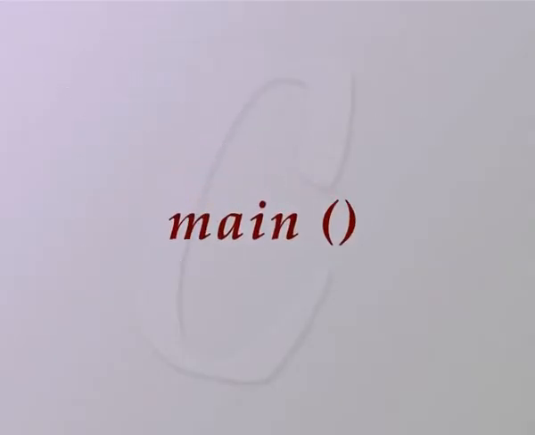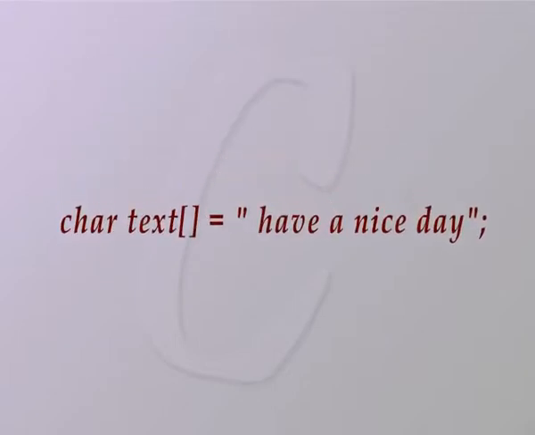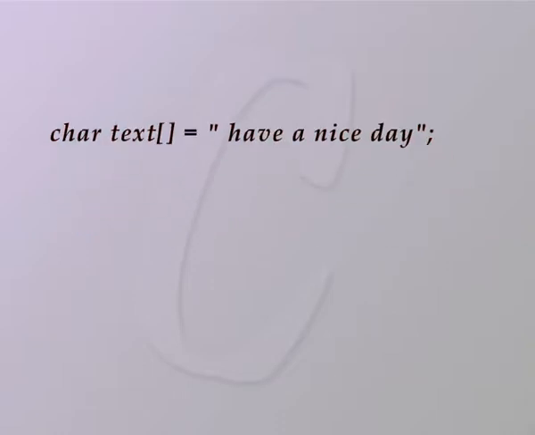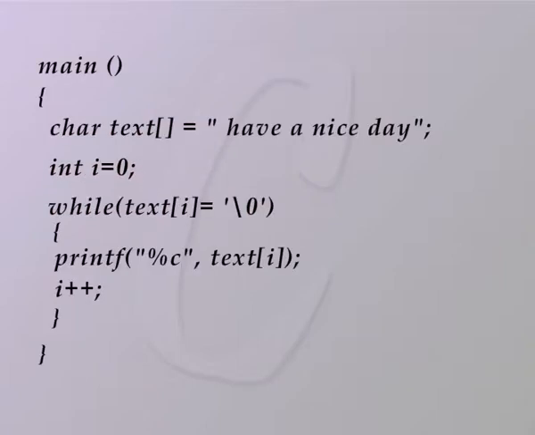This is an example program using strings. I have the main function, character text. This is the way to declare an array, and I am initializing the value. The value of this array is "have a nice day", and I am having an integer variable i. The purpose of this program is to display this character array.